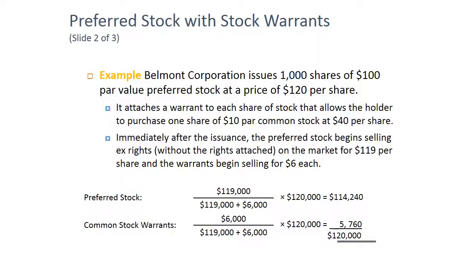So the total market value, when you add those two together, is $125,000. $119,000 of that should be allocated to the preferred stock. So 119 over 125, that ratio is how much of the 120,000 is allocated to the preferred stock, or 114,240. We do the same thing with the common stock warrants. The 6,000 market value of the warrants is divided by the 125,000. That ratio of the 120,000 original amount we sold the preferred and the warrants together at will be allocated to the common stock warrants. So we've allocated all 120,000 between the two.